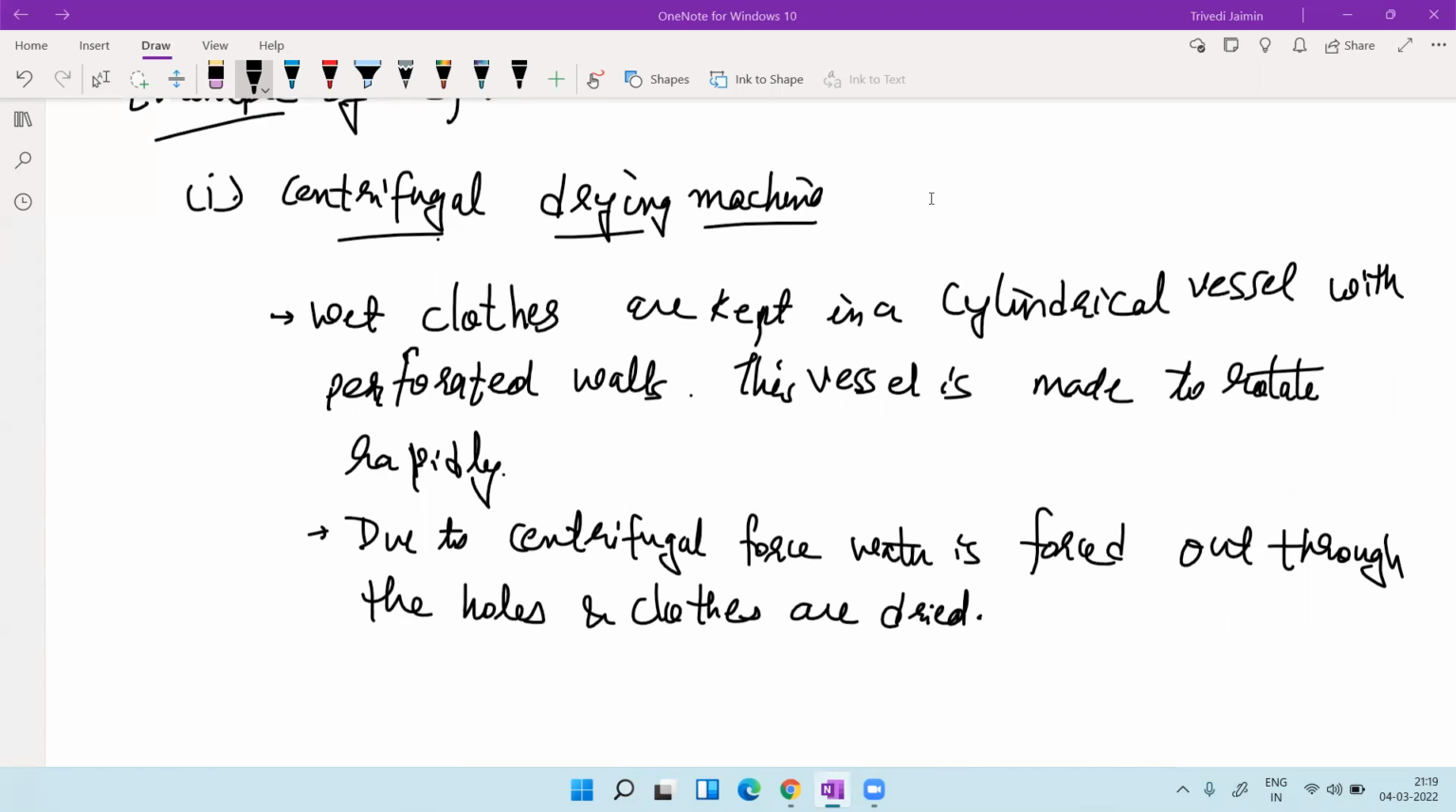Wet clothes are kept in a cylindrical vessel with perforated walls. This vessel is made to rotate rapidly. Due to centrifugal force, water is forced out through the holes and clothes are dried. Right.